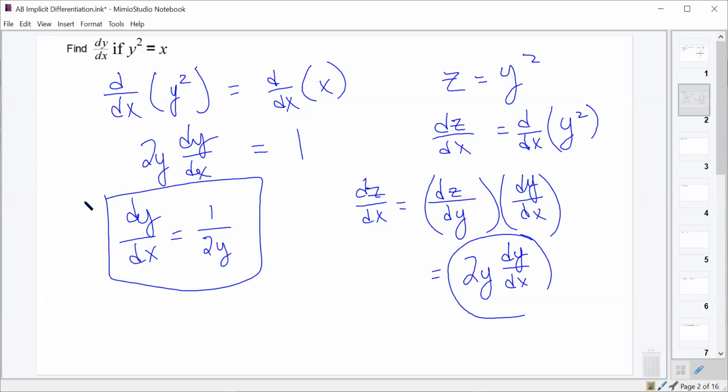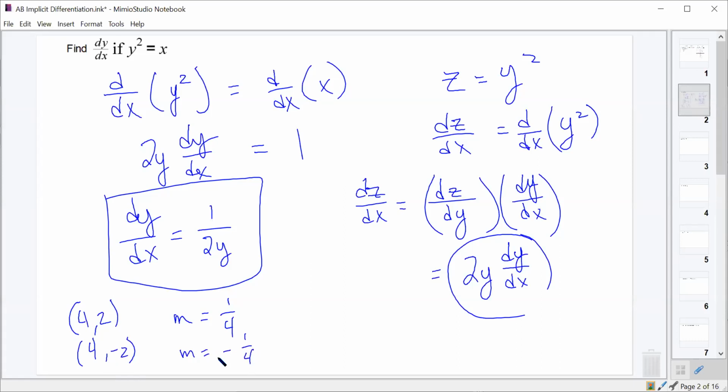Suppose we wanted to know what's the slope of the tangent line at the point, how about at the point 4, 2? That's a point that's on this, right? If x is 4, y is 2. What should the slope be? Should be 1 over 2 times 2. Should be 1/4. What if I asked about the point 4, -2? That point's also on this, right? But then the slope should be -1/4.